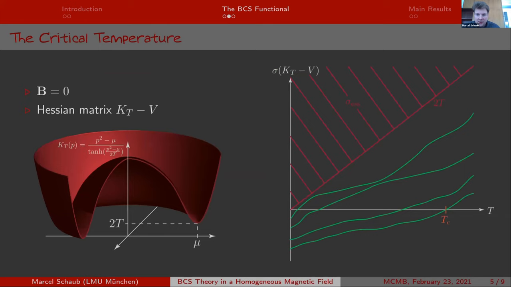And this is given in terms of the translation invariant, so to speak, BCS functional, namely the magnetic field put to zero in the magnetic Laplacian. Then it is an old work by now from 2008 that shows that it suffices to look for small perturbations around the normal state in direction alpha. So what I'm considering here to see instability is the Hessian matrix of the BCS functional at the normal state in direction alpha. And this is given by this linear operator K_T minus V, where K_T represents the kinetic and entropic part of the functional. And it has this peculiar dispersion relation (p squared minus mu) over tanh.